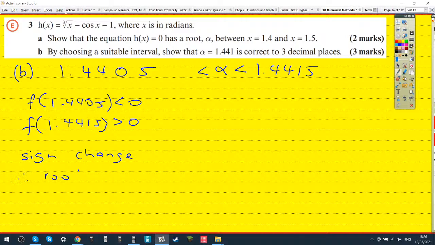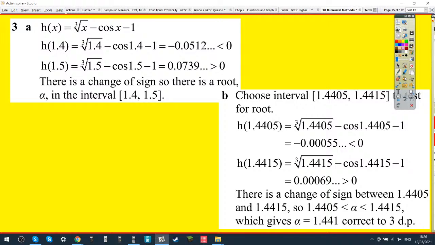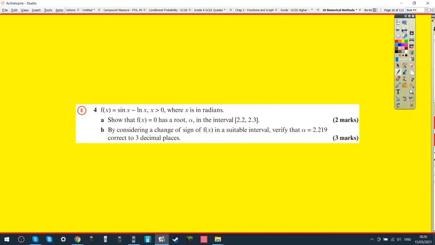Therefore, there's a root. However, for these ones, what were we actually trying to show here? That alpha is 1.441. Yes. Don't forget, you have to say one more thing, to 3 decimal places. Okay. Because we don't know exactly what alpha is, but we know that it's to 3 decimal places.